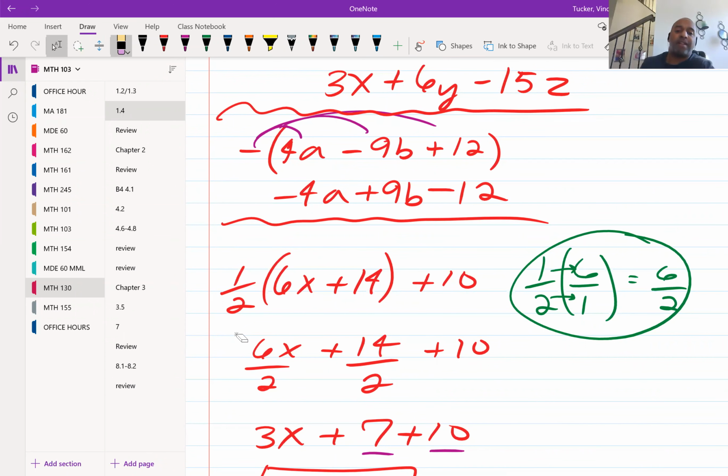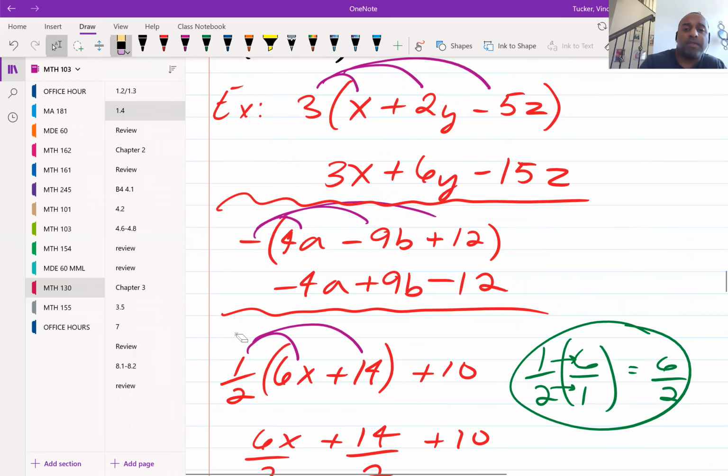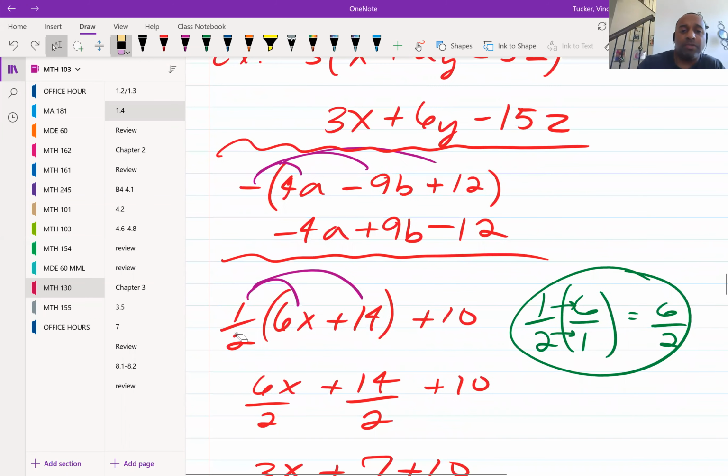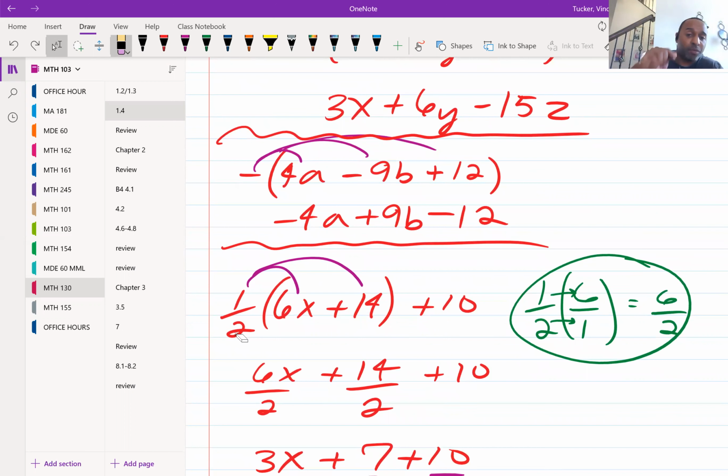So we have 1/2 times 6x plus 14 in parentheses, and then we have 10. That 1/2 needs to be applied to the terms that are in the parentheses. That 1/2 doesn't touch the 10 because the 10 is not in the parentheses. So be careful with that. Then from there, you're doing 1/2 times 6. Over here, I try to do a little bit of a breakdown as to how you would do that. That 1/2 times 6 is just going to be 6/2. And then 1/2 times 14 is 14/2.